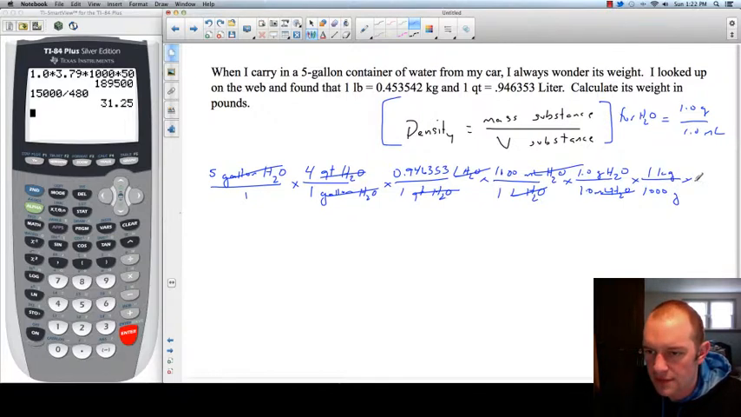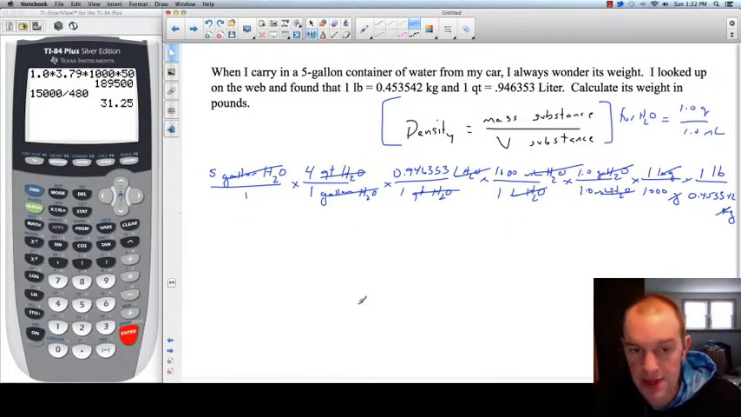And then finally, that very last conversion factor shows us that for every 0.453542 kilograms is equal to 1 pound. So now your kilograms cancel, and then these grams canceled over here as well. So we have a whole lot of stuff going on here.